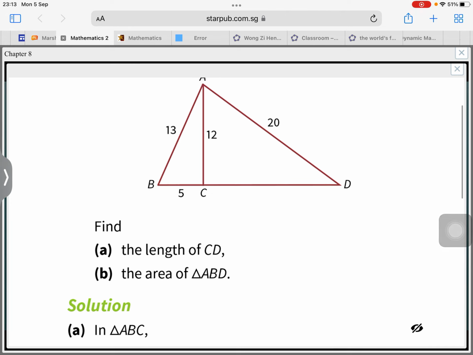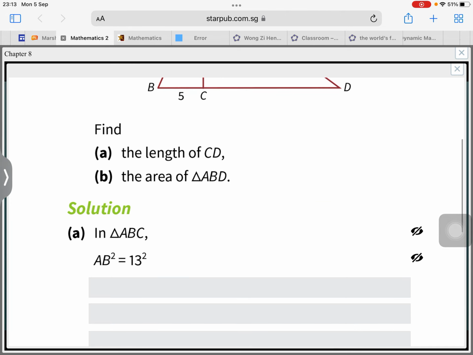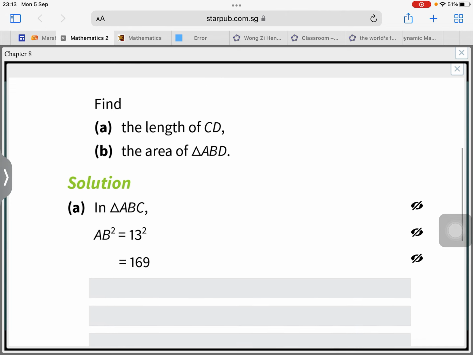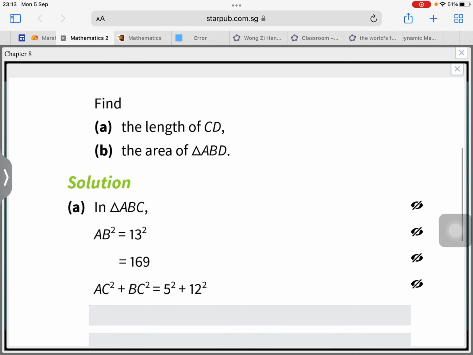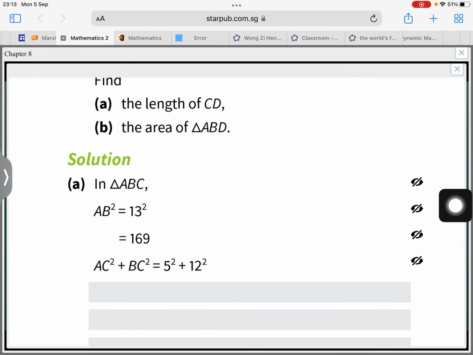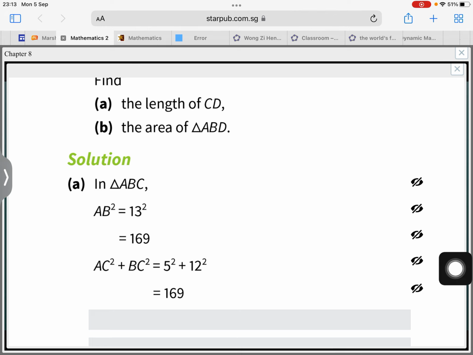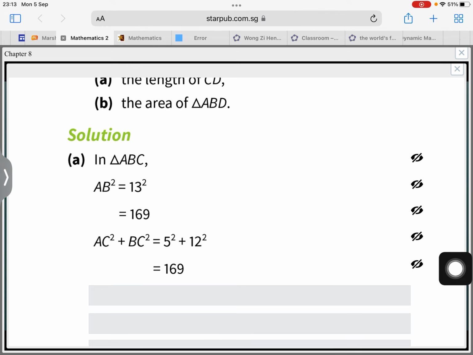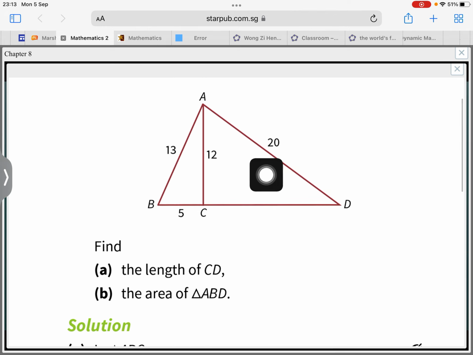So AB square is just your 13 square. It's 169. Then after that we have AC square plus BC square. So you have 5 square plus 12 square. You should get 169. Then realize that both are 169. So since both of them are the same, we can conclude that AC is perpendicular to BD, or we can conclude that ACB is a right angle triangle, with ACB being the 90-degree angle.